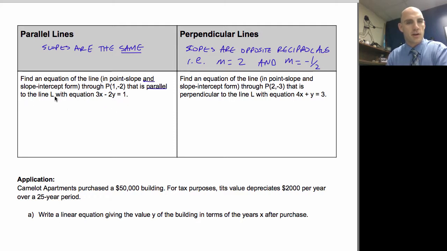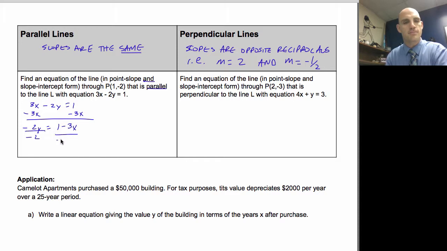Well, I don't know what the slope is here, so what I'm going to do is solve for y, so 3x minus 2y equals 1. Solve for slope intercept form. That's okay, that's fine. I'm going to solve for y, minus 3x. So I've got minus 2y equals 1 minus 3x divided by negative 2. And my y-intercept doesn't really matter, because I'm gleaning the slope off of this one. So I've got negative 3 over negative 2, so I've got 3 over 2x minus 1/2. This is the piece that I want.